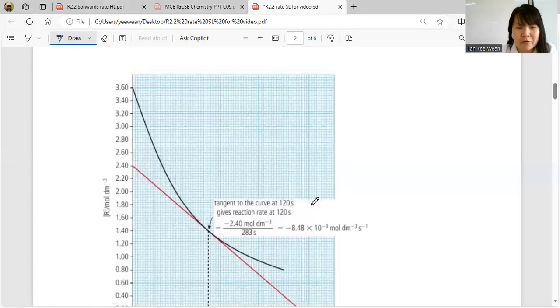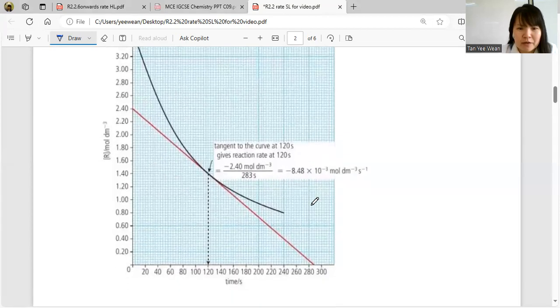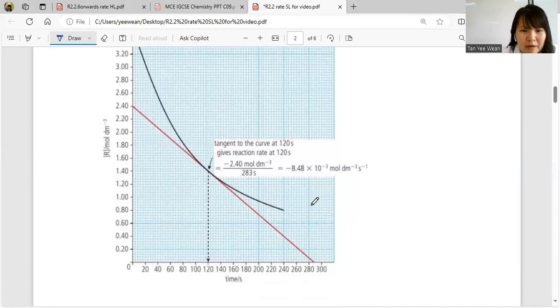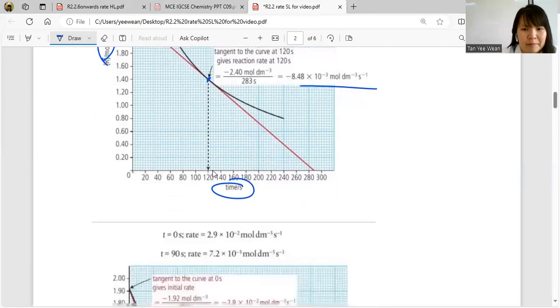Okay, from your textbook, this is the Pearson textbook, not the one we have in school. You can refer to the soft copy of the Pearson textbook, or if you have it, this is the way to get the rate of reaction at time 120 seconds. They draw a tangent here. See, it only touches at 120, so the rest of the parts should not touch the curve. Then you calculate the gradient, so the unit would be mole per dm cube per second here.